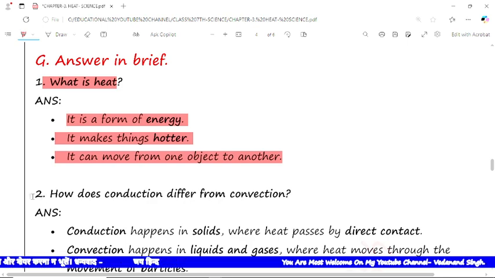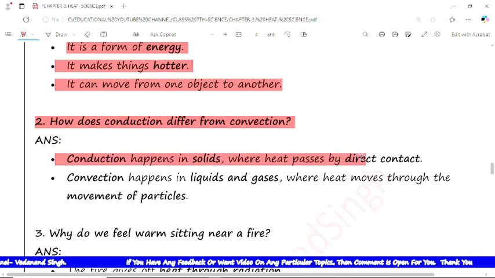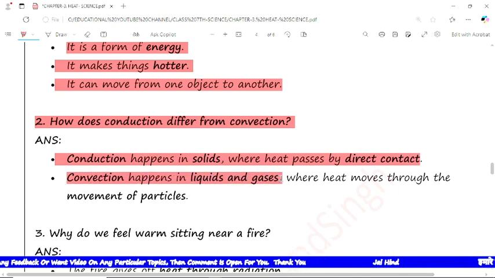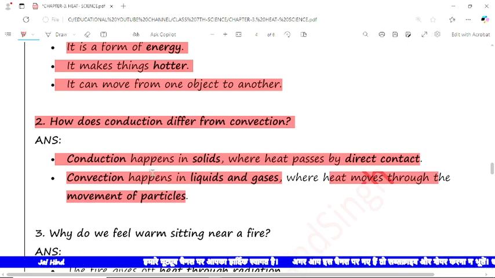The next question is how does conduction differ from convection? Here the answer is what I have written. Conduction happens in solids where heat passes by direct contact. Convection happens in liquids and gases where heat moves through the movement of particles. These are the basic differences between conduction and convection.